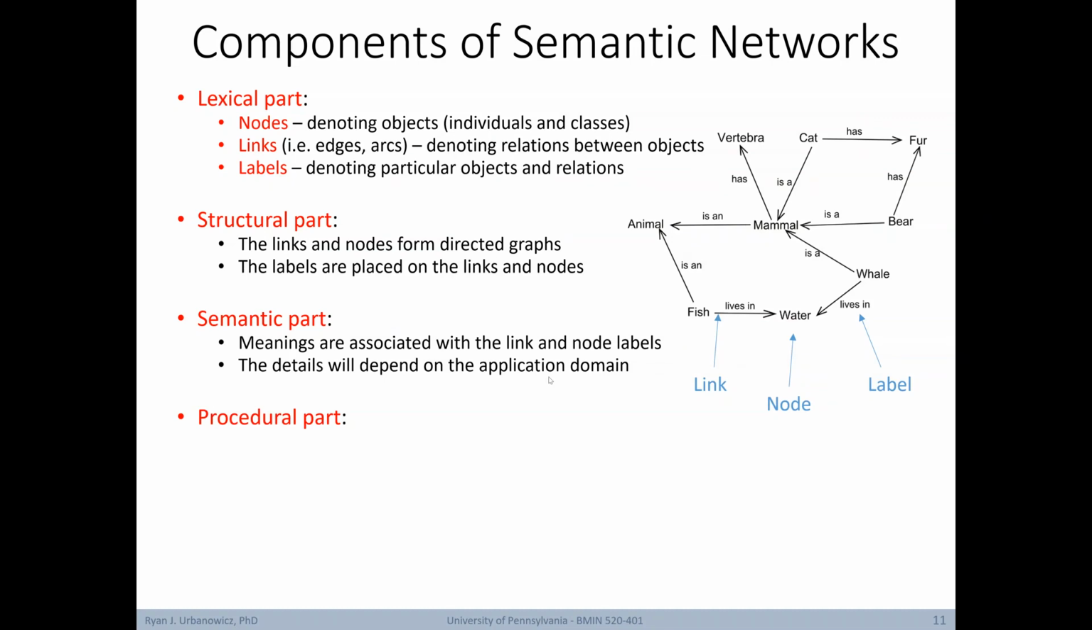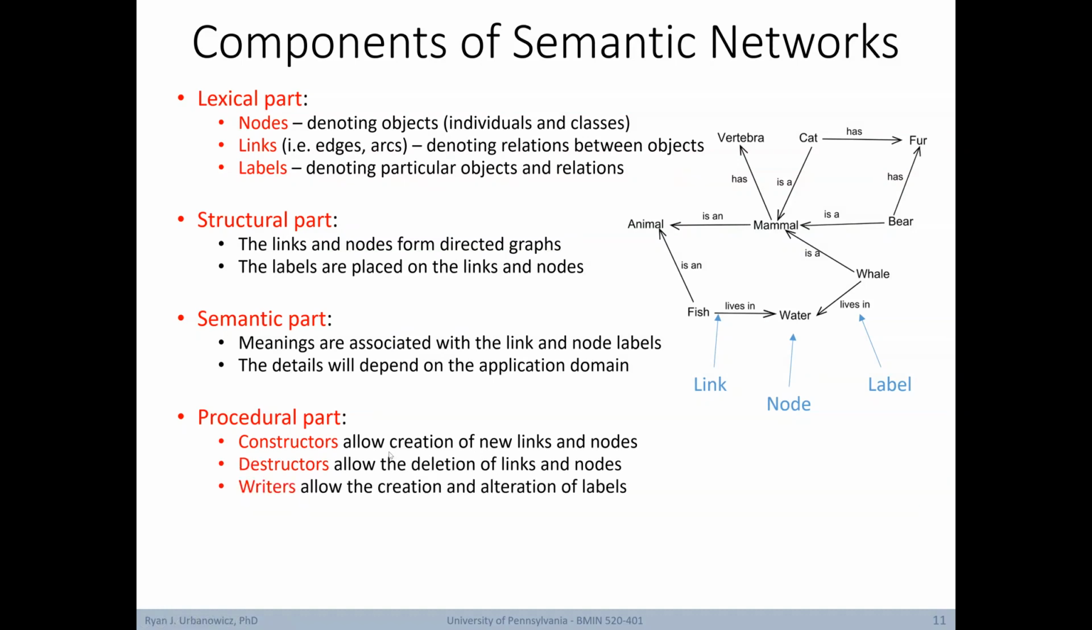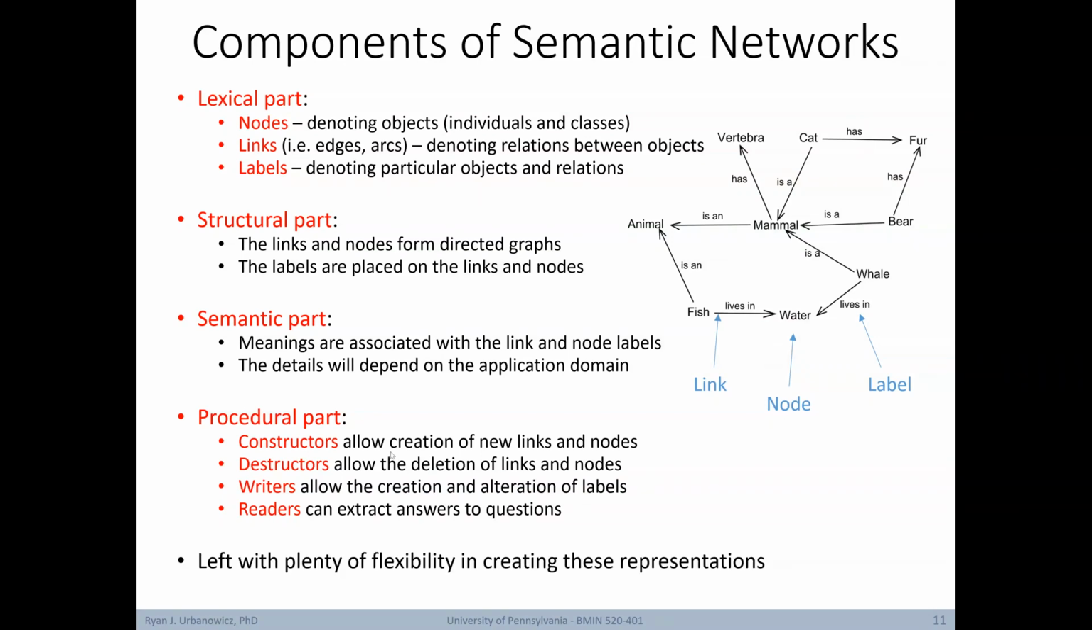This refers to the mechanisms we use to build or examine a semantic network. The term constructor describes a part that allows the creation of new links and nodes. Destructors allow the deletion of links and nodes. Writers allow the creation and alteration of labels, and readers can extract answers to questions, usually using some form of inheritance. At the end of the day, when it comes to semantic networks, there's plenty of flexibility in terms of how these representations can be created, and as we'll see later, this has both advantages and disadvantages.